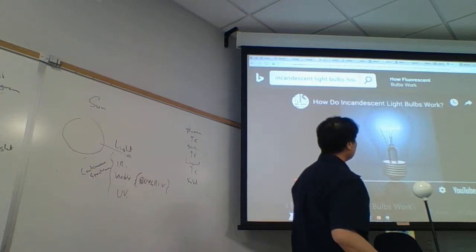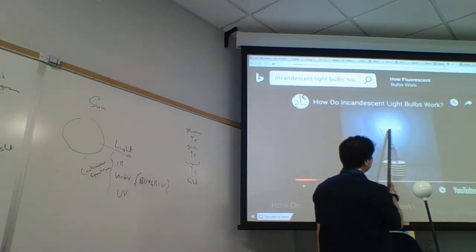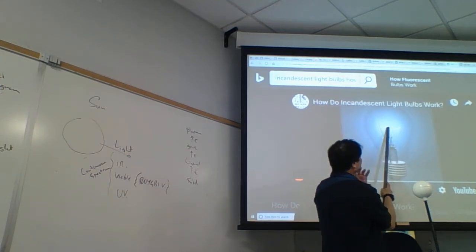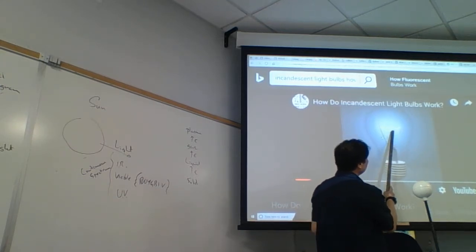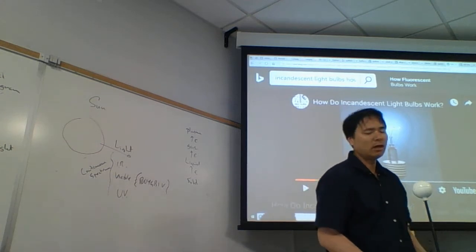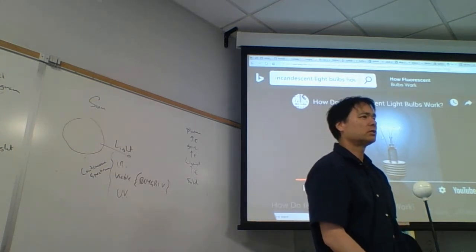Other metals would melt well before they start going white hot like this, like iron. Iron's going to melt before you get it white hot, but tungsten doesn't. And so tungsten, this is just a very hot piece of tungsten. But one thing about tungsten is, and all metals are susceptible to oxidation.